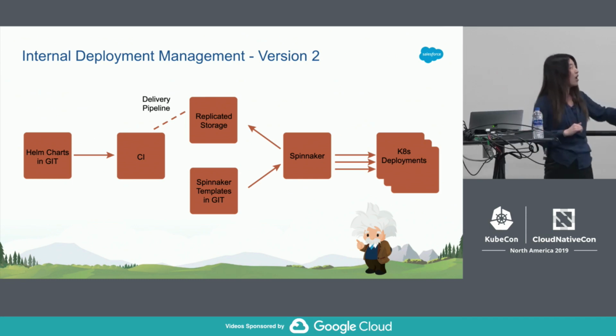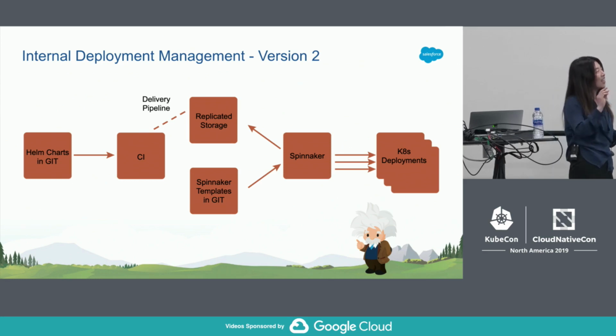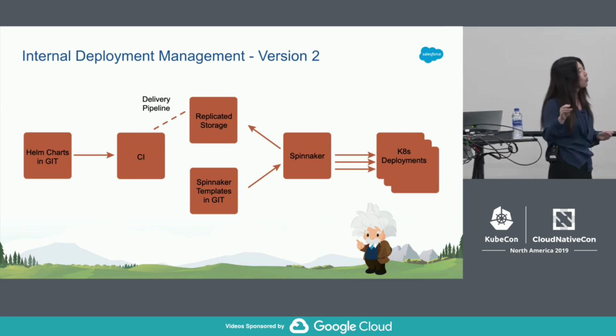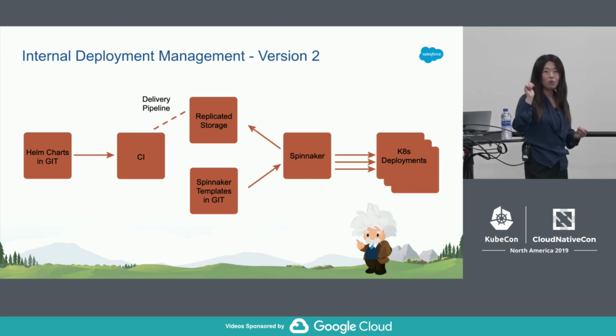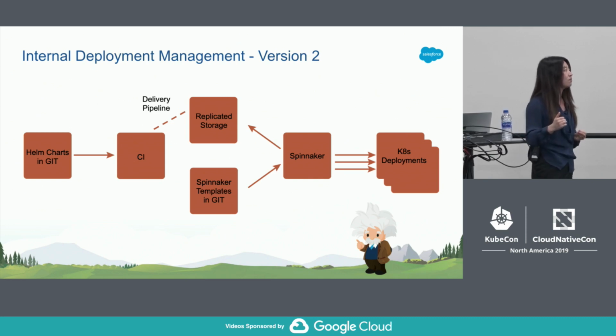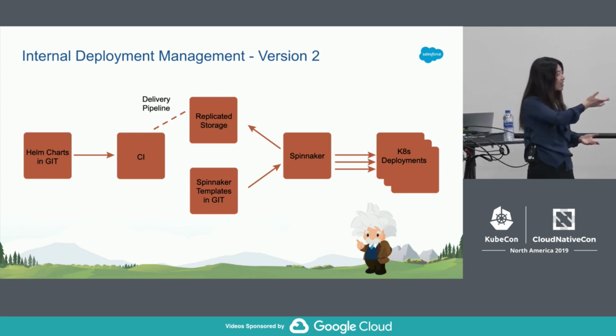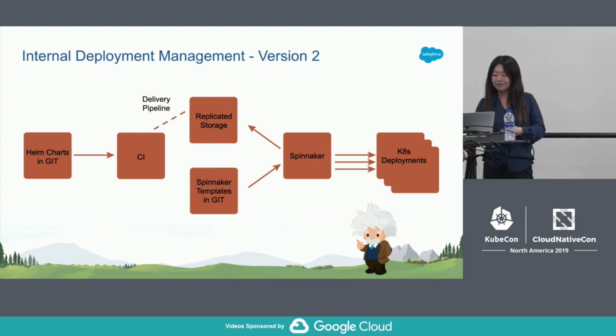From left to right, we check in the Helm charts, the CI system picks up the check-in, and then the delivery pipeline ships it to replicated storage. One Spinnaker instance will be triggered on any change of the Helm charts in the storage, and do the deployments in the multiple production data centers. And in order for a new data center to get set up very fast, we utilize Spinnaker templates in Git so that the new pipeline will be materialized without human intervention.